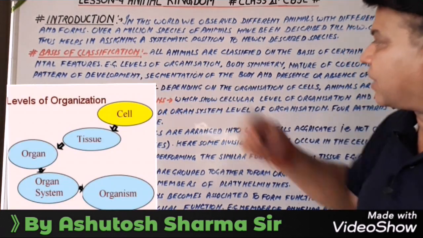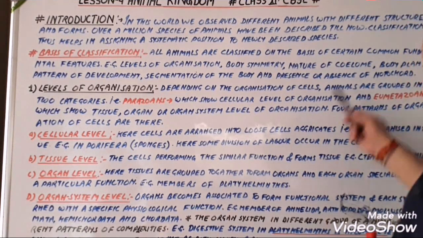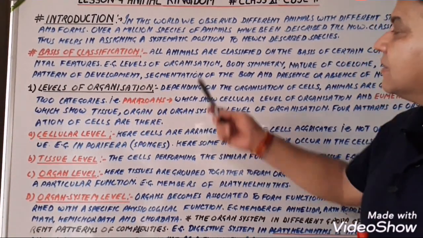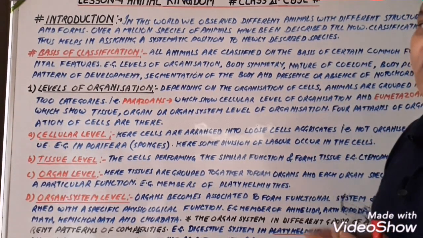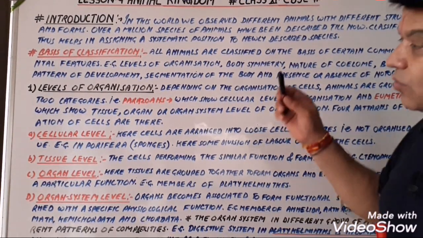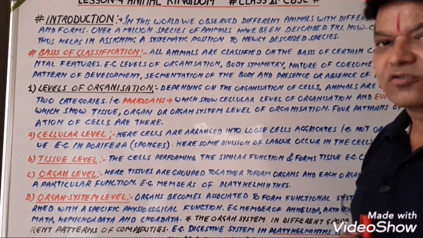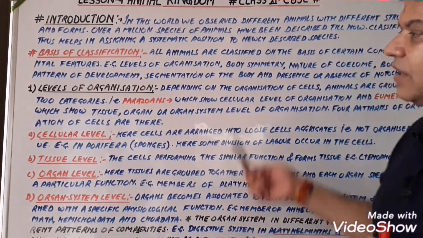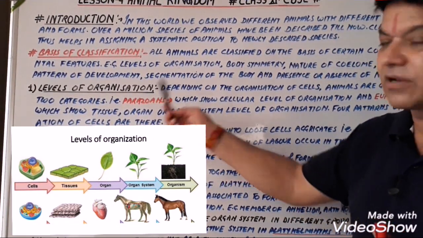for example, levels of organization, body symmetry, nature of coelom or body cavity, body plan, pattern of development, segmentation of the body, and presence or absence of the notochord. So these are some bases on which we classify the animals, and we go through all these bases, because these bases are very helpful to know about the characteristic features of individual phyla also. So first of all we take the levels of organization. In this video we study up to the levels of organization.